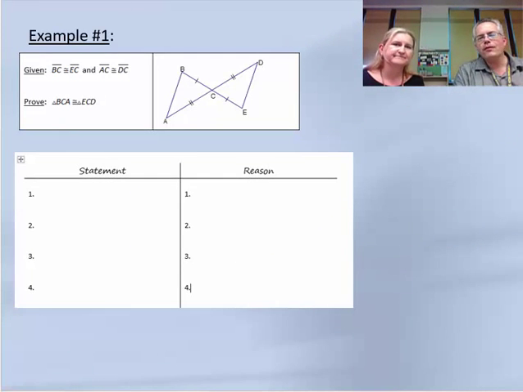Okay, so on our first slide here, we have a figure, and it says given BC is congruent to EC in the figure. We see that they're marked. Right here, BC and EC, they're congruent, and AC is congruent to DC. So in a proof, we're given some information, and usually a diagram, and there's a statement we're supposed to show is true. Step by step, we're going to show why triangle BCA is congruent to ECD.